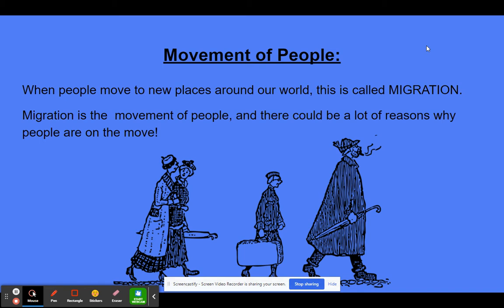Okay, so we're talking about people moving around our Earth. When people move to new places around our world, this is called migration. You can see migration is all in capital letters because we want you to remember that word. Migration is people moving around the Earth. Migration is the movement of people, and there could be a lot of reasons why people are on the move.